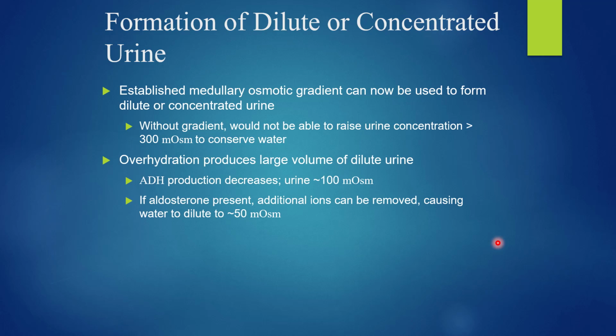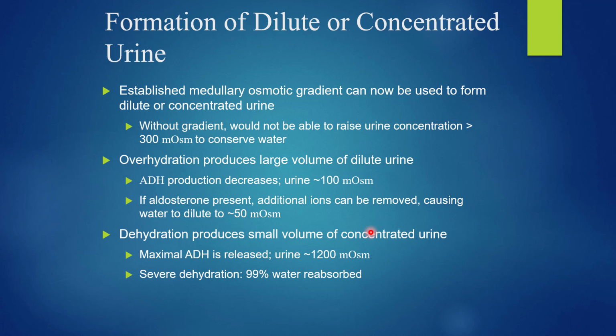Now, overhydration would produce large volumes of dilute urine, and here the antidiuretic hormone production decreases. Urine osmolarity goes to about 100 milliosmol. If aldosterone is present, additional ions can be removed, causing the urine to dilute to even as low as 50 milliosmol.